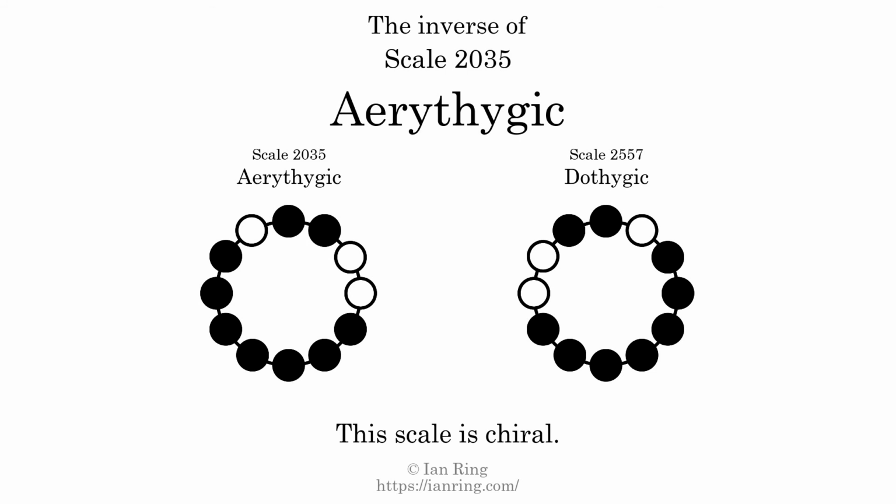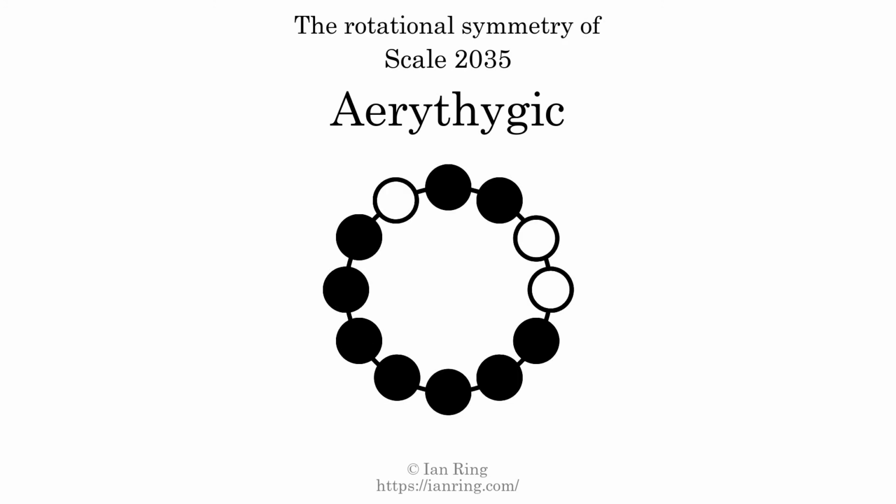The inverse of a scale is a mirror image. It is what you get when the sequence of intervals is reversed. The inverse of this scale is scale 2557, also known as Aerythygic. This scale is chiral. It cannot transform into its inverse by rotational transformation. This scale has no rotational symmetry.